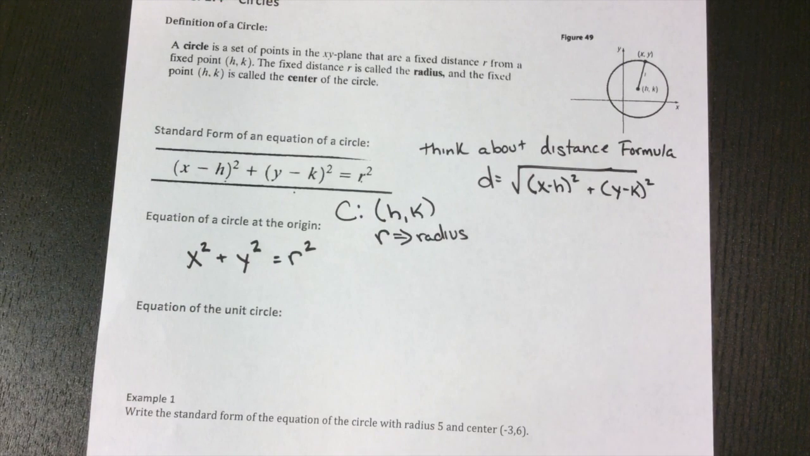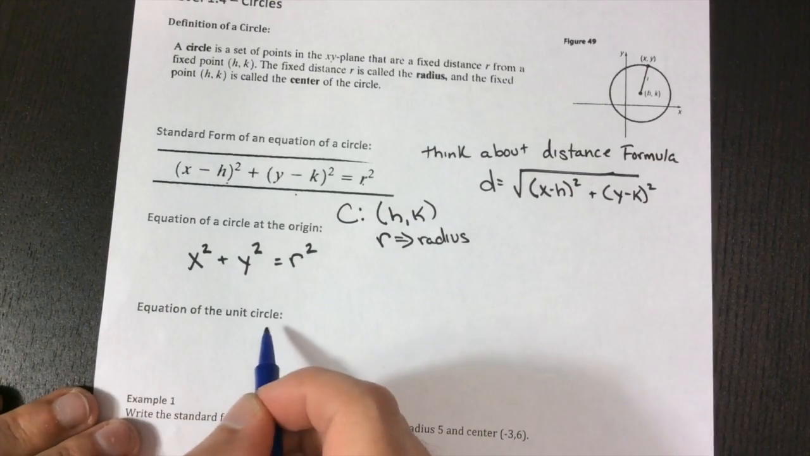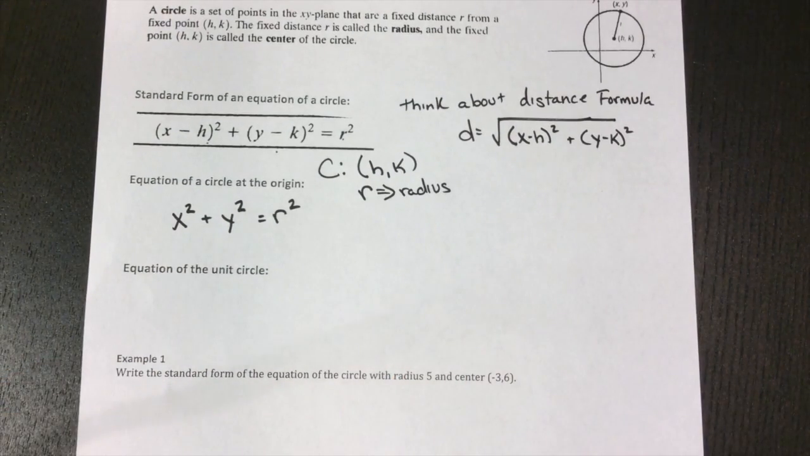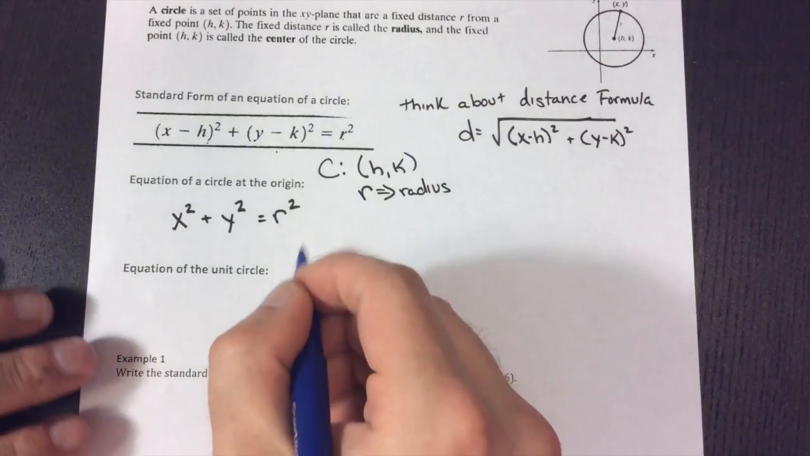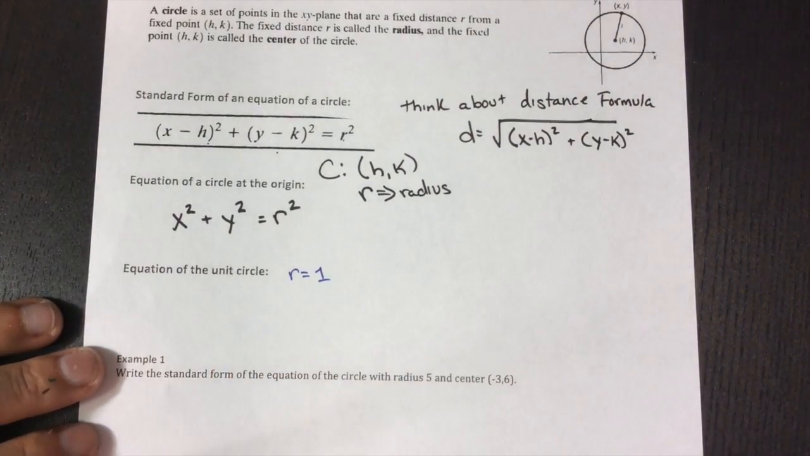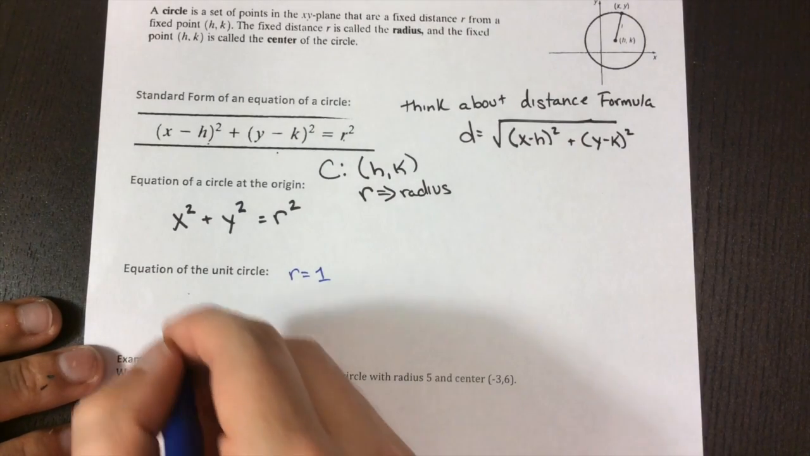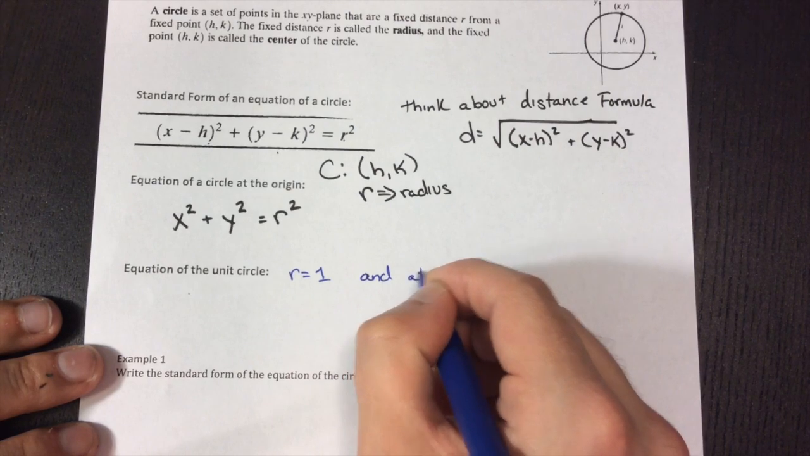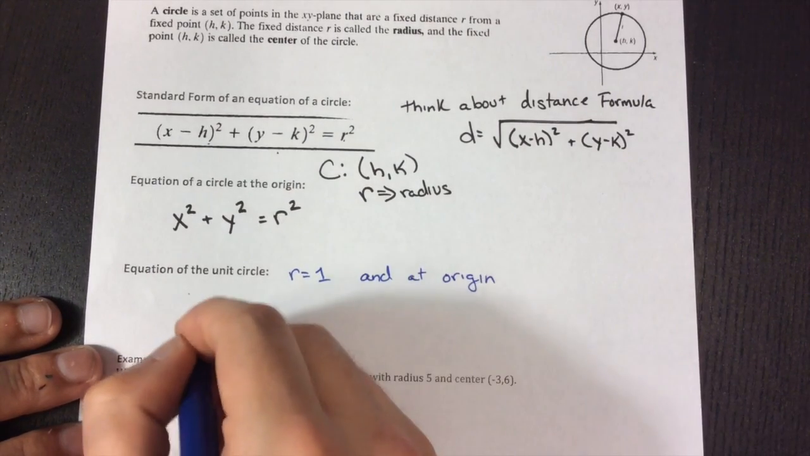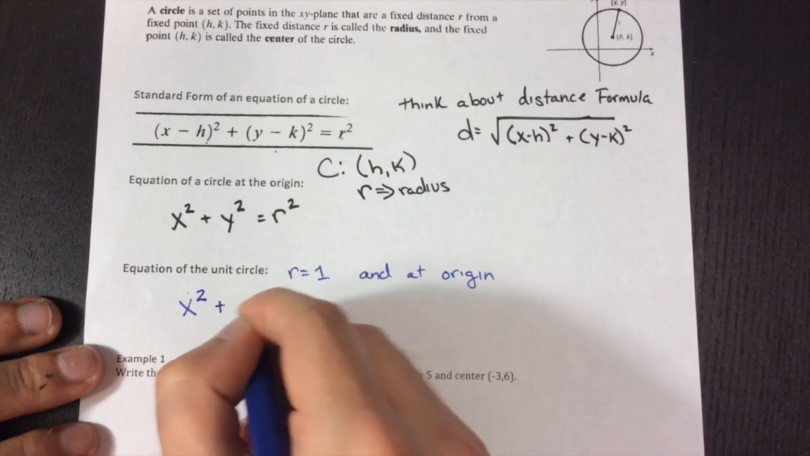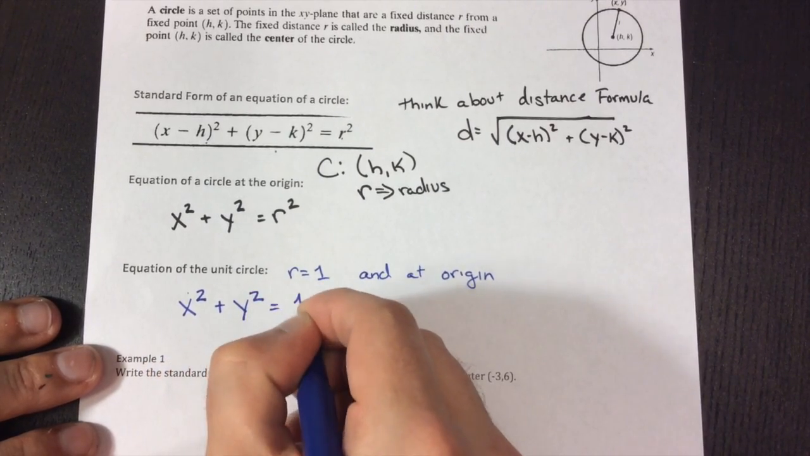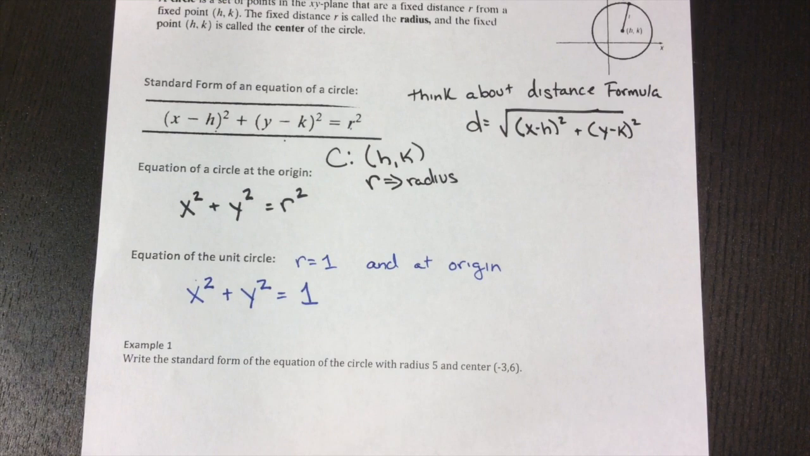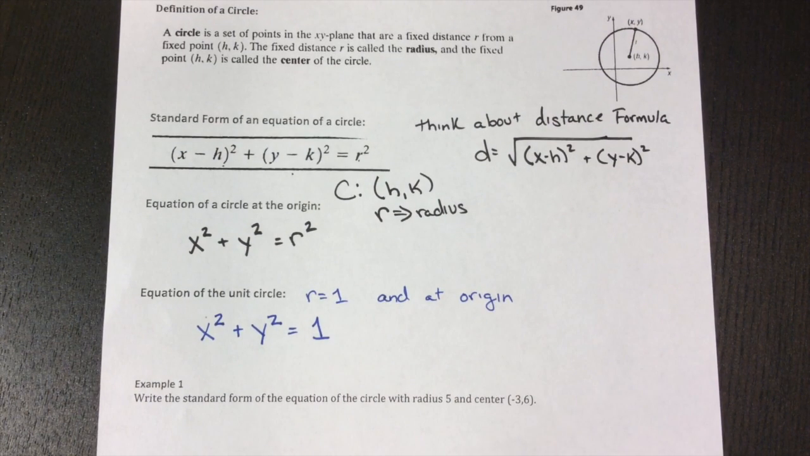That's just a simple variation. Sometimes we'll see circles at the origin, sometimes we'll move them away from the origin. It all depends. The last one, the equation of the unit circle, which you might remember from trig last year, is the definition where the radius is equal to 1, and it's at the origin. So this unit circle then becomes x squared plus y squared equals 1.